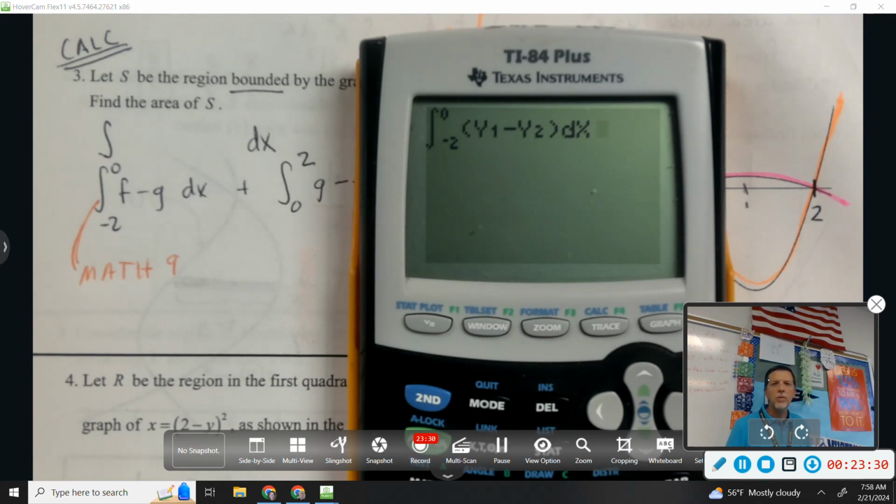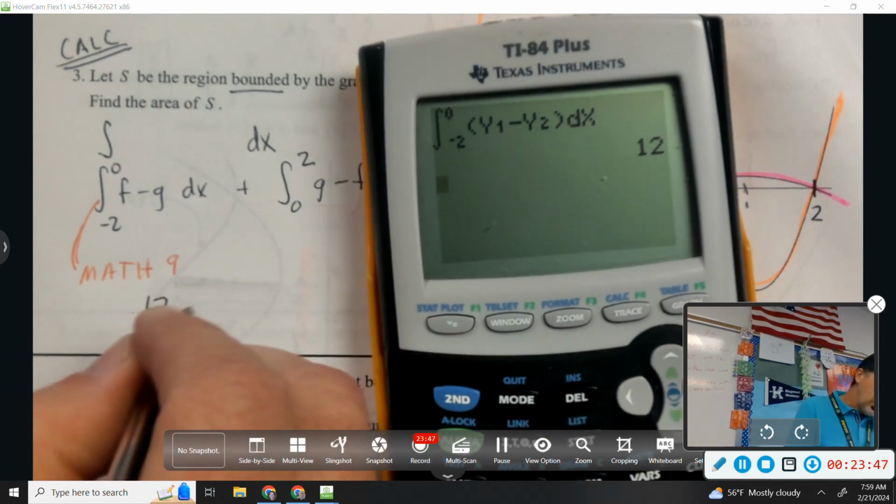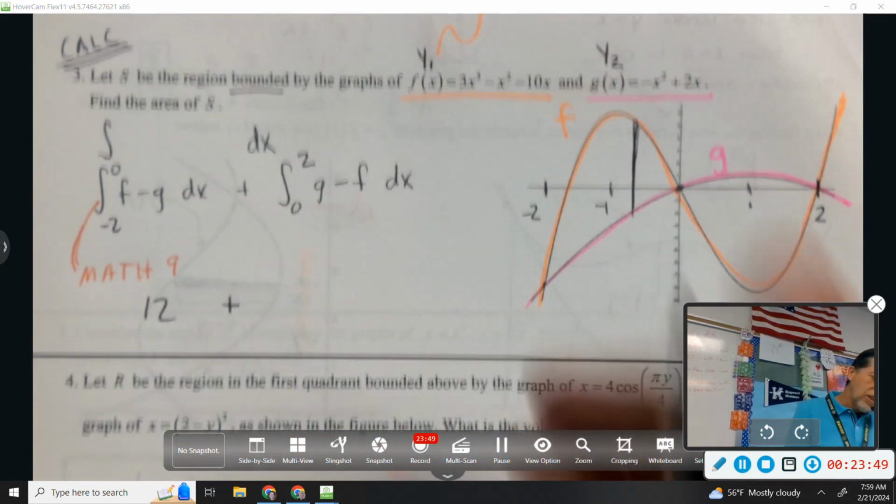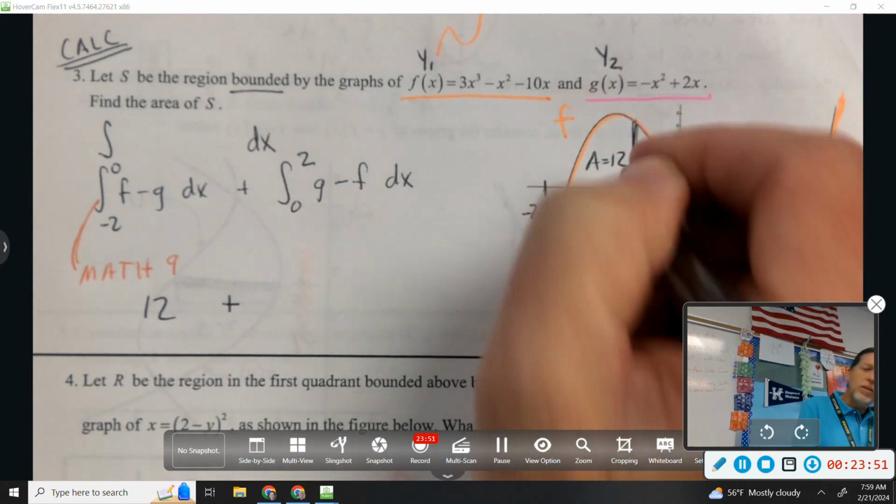Now I'm just thinking, do I want to find that and add it, or do I want to shove it all in at once? Probably safer to find it first. That way you kind of catch if you made a sign mistake or something. So I'm going to just hit enter and see what that is. 12. Okay, that's a nice answer. So that means this area is 12.